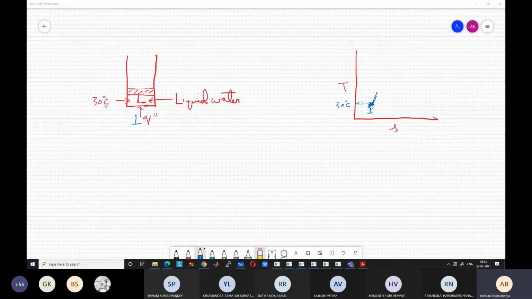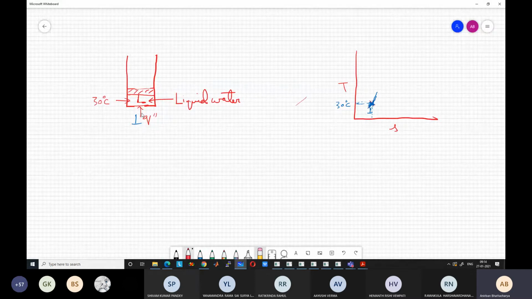So this initial state is fixed. The initial state is fixed because both the temperature and pressure are independent properties at this point. The 30 degree centigrade line and the constant pressure line for 1 atmospheric pressure on the TS diagram will give you the initial state of the water. Okay, so now what happens next?